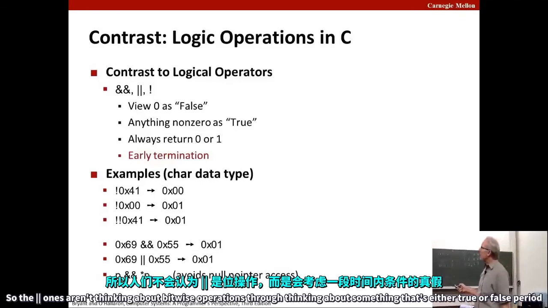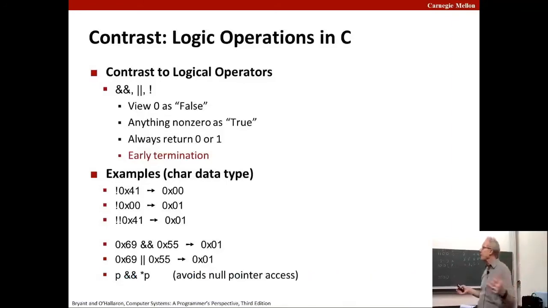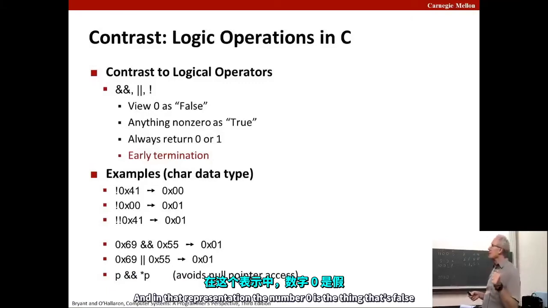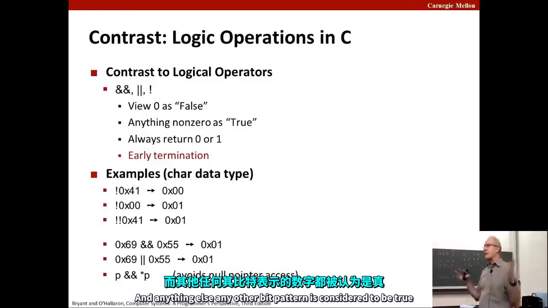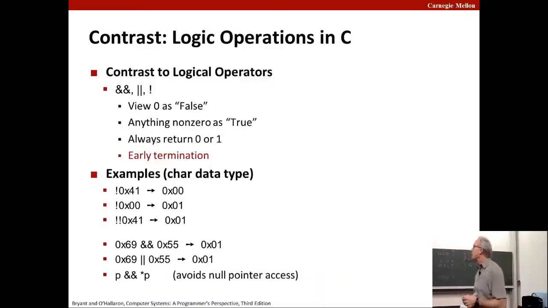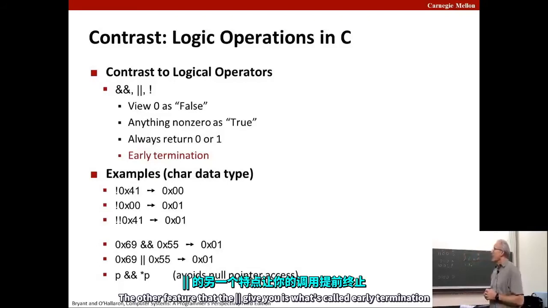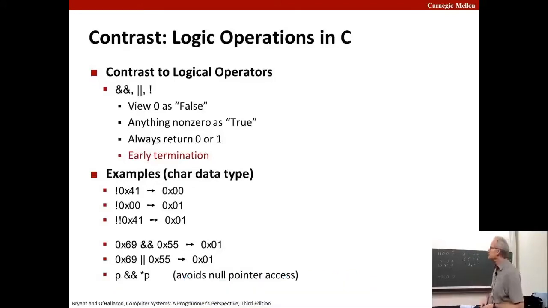So the double bar ones aren't thinking about bitwise operations. They're thinking about something that's either true or false, period. And in that representation, the number 0 is the thing that's false, and anything else, any other bit pattern, is considered to be true. And the other feature that the double bar operations give you is what's called early termination.